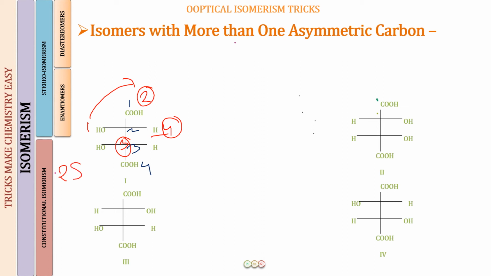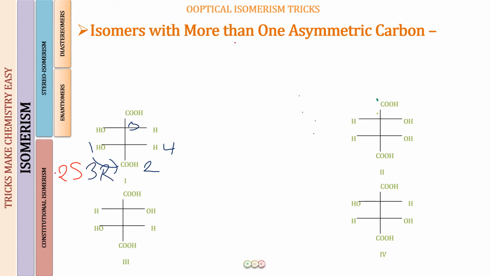Okay, and for C3, if I just rub out first of all these numbers. And for C3, what you can see is that this will be carbon number 1, carbon number 2, this will be carbon number 3 and this will be 4. Hydrogen will be 4. So the arrow is going to be in the anti-clockwise direction. Hydrogen is present on the horizontal bond. So you will be writing the opposite. So this becomes 3R.